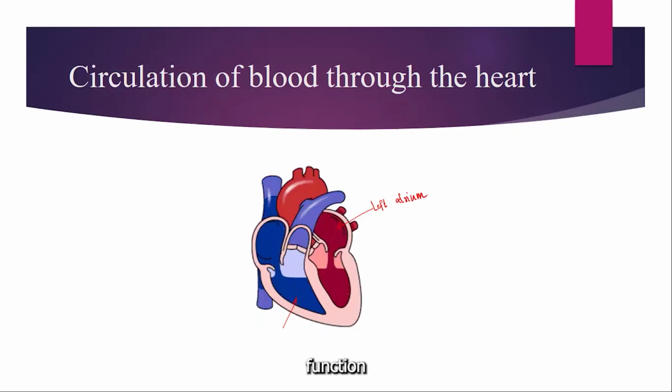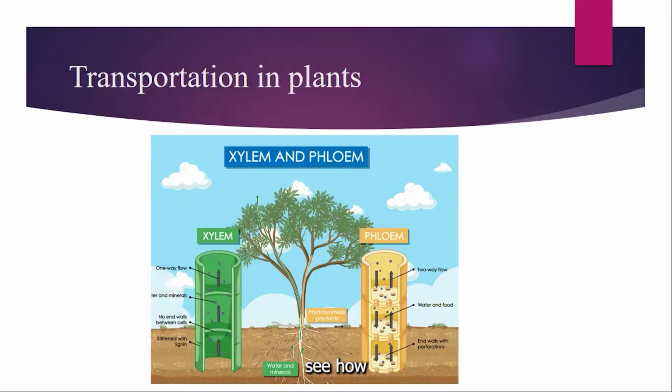The basic function of lymph is waste management. Lymph also carries digested and absorbed fat from the intestine and drains excess fluid from extracellular space back into the blood. So this is how the transportation of blood in humans works. Let's see how it takes place in plants.